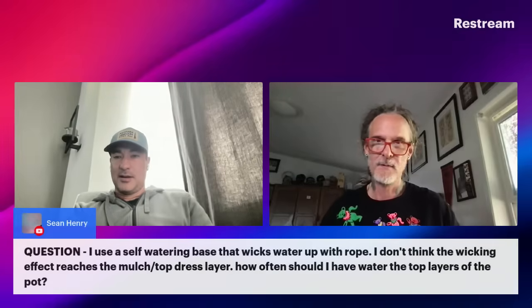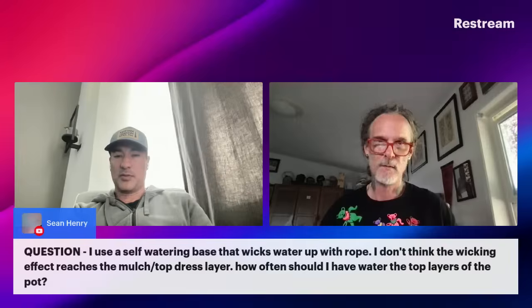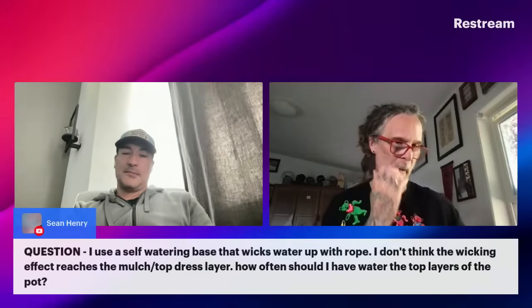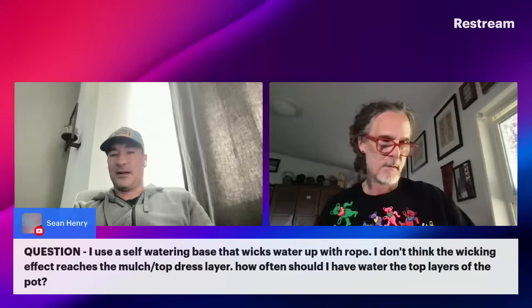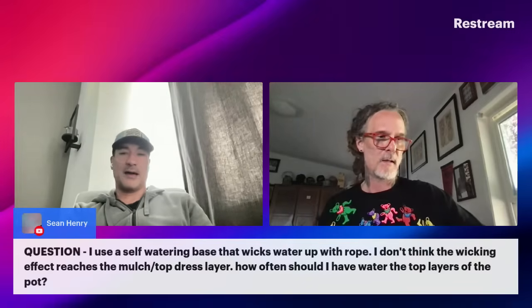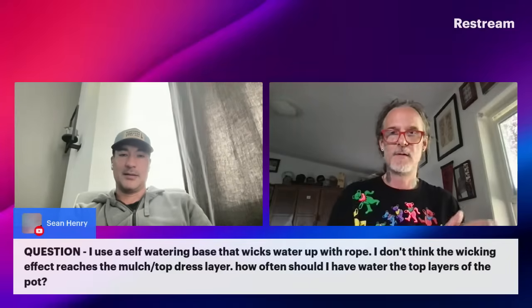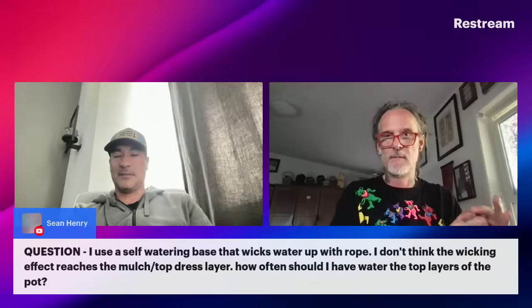All right. Sean asks, I use a self watering base that wicks water up with a rope. I don't think the wicking effect reaches the top dress layer and mulch. How often should I water the top layers of the pot? This is going to have a lot of variables, Sean, based off of how much root growth you have, what stage of growth your plants are in, and how deep your pot is.